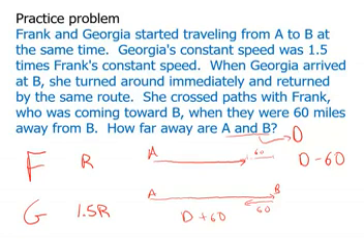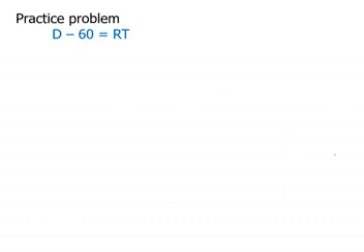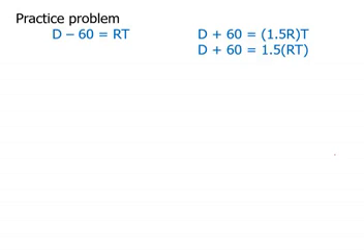So now we can set up our two D equals RT equations. D minus 60 equals RT, that's for Frank. D plus 60 equals 1.5R times T, that's for Georgia. I'm going to rewrite that second equation as the right side is 1.5 times R times T. And now, since the first equation is solved for R times T, I can just plug in. Notice, even though there are 3 unknowns here, I can eliminate 2 of them with one substitution, and I'm just left with an equation with D. So that's very convenient.